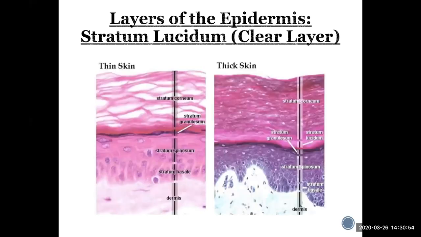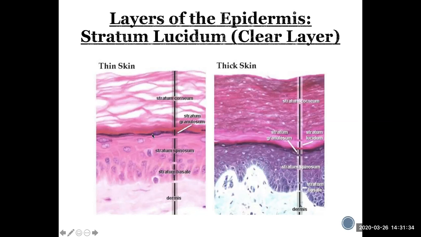So here's a picture comparing a sample of thin skin to a sample of thick skin, where you can see the stratum corneum in both. But in the thick skin sample, you can see the stratum lucidum, which again is this sort of white, ghostly looking layer right above the stratum granulosum, which is this dark line here. On the thin skin, that is not present. You don't have a whitish looking strip right there.